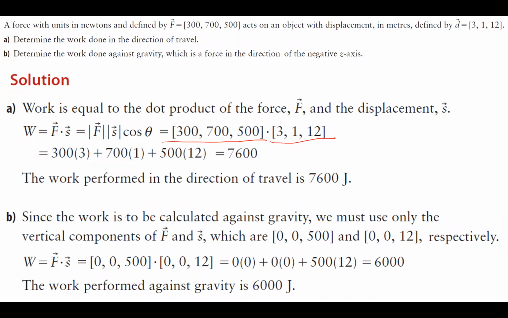In question B, since the work is to be calculated against gravity, we must use only the vertical components of F and S, right? Which are 0, 0, 500 and 0, 0, 12, respectively. Therefore, the work done is the dot product between these two vectors, which is 0 times 0 plus 0 times 0 plus 500 times 12, which is 6,000. So the work performed against gravity is 6,000 joules.